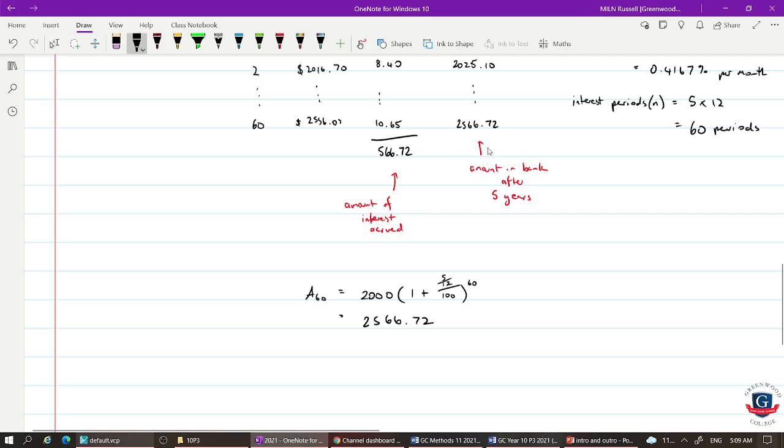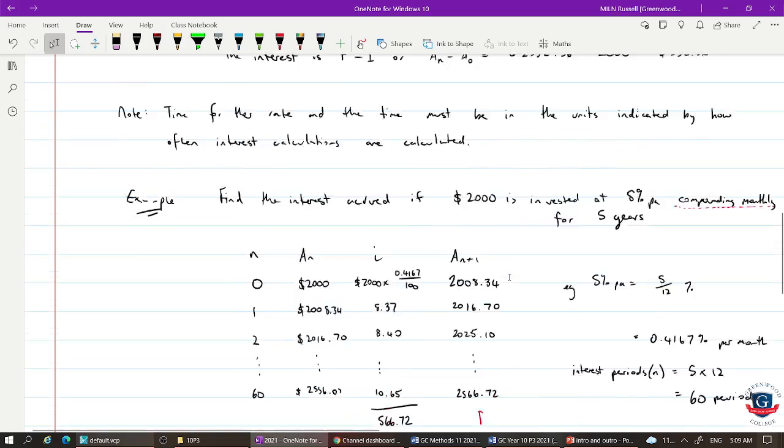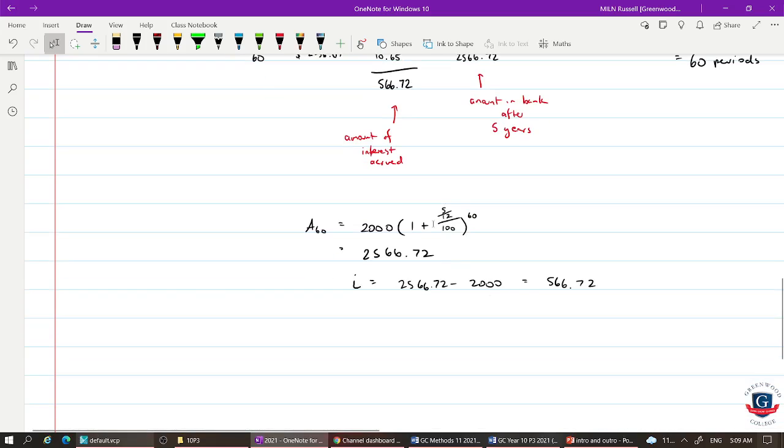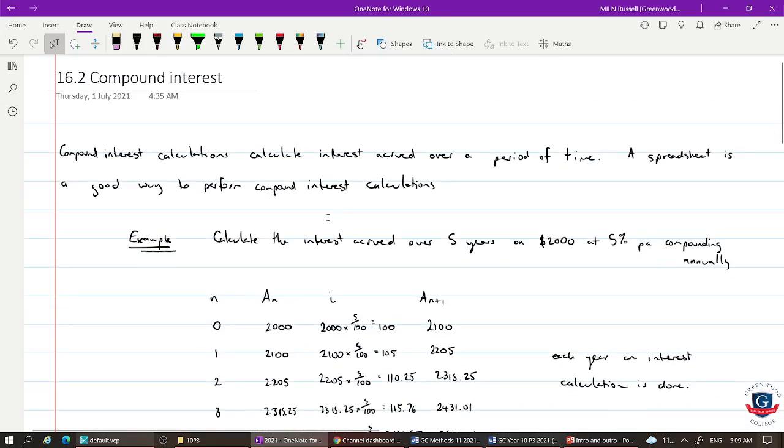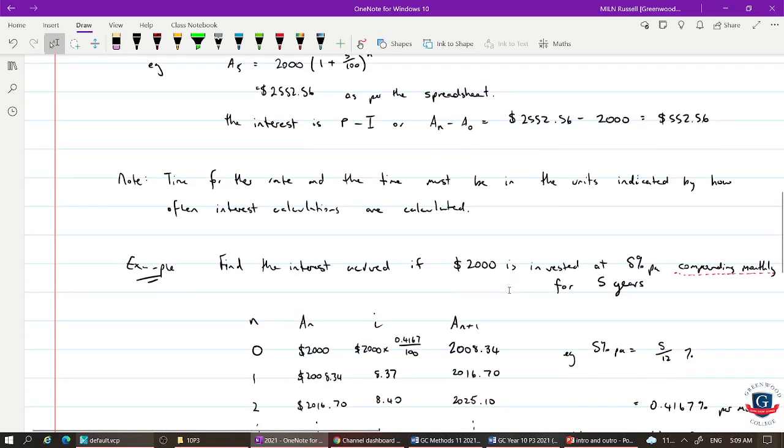The interest would equal 2566.72 subtract 2000, which would be 566.72 as expected. And there you go. How to use your formula and how to use your spreadsheet to solve compound interest problems. And as I say, be really careful with how questions are asked, because if you don't change the rate and the time to how often it compounds, you will get the wrong answer.